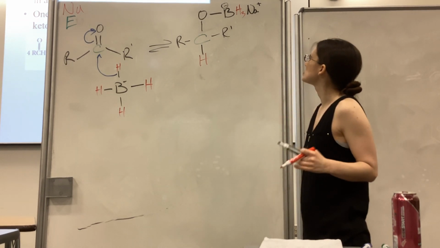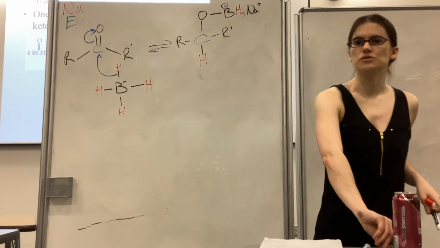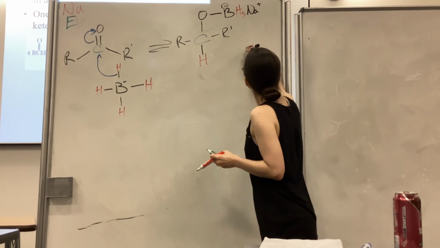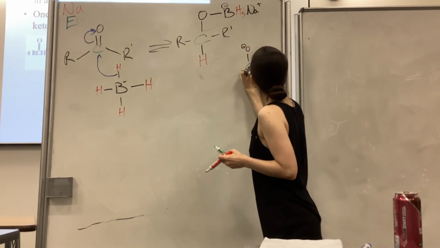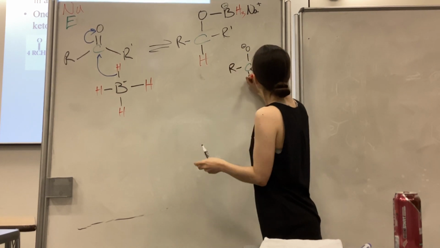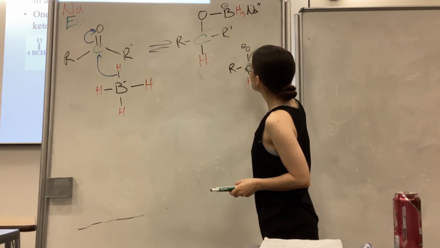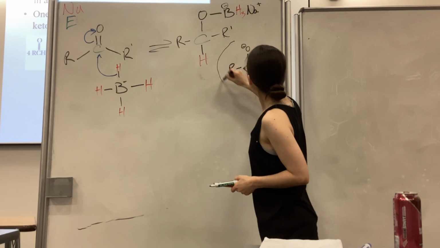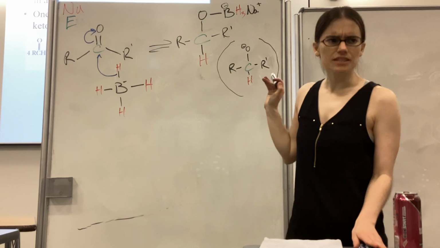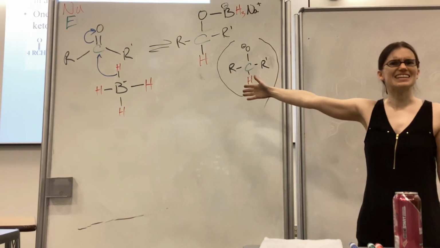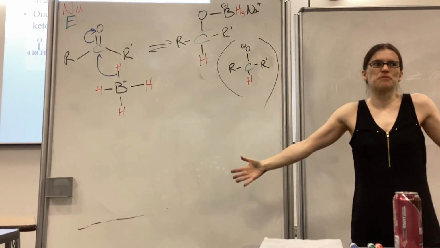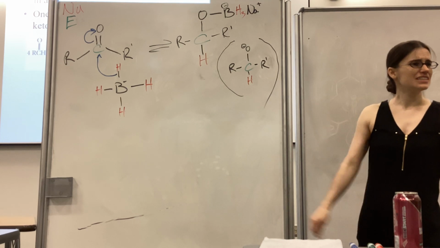I don't know, I don't like it, and I will not count you wrong if you just draw this like this. R prime, not minus. If you just draw it like that, I think that is fully acceptable. Particularly because there should never be a bond that breaks or forms in a mechanism that you don't have arrows for. That just breaks the rules. I don't like it.